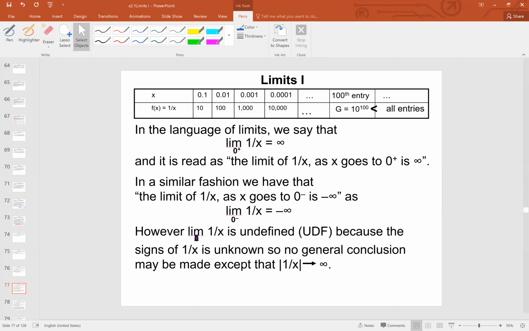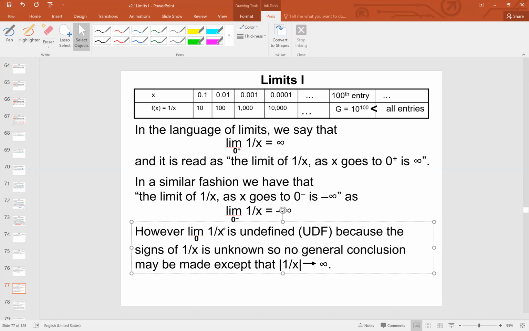But the limit as x approaches 0 is not defined, because I don't know what the sign of 1 over x is. It could be very large if x is positive and close to 0. But if x is negative and close to 0, then the fraction will be very negative. So I don't know the behavior. It's kind of erratic. It depends on x being negative or positive. The quotient can be quite different from the above two cases. So in this case, we say the limit is truly undefined, or chaotic.